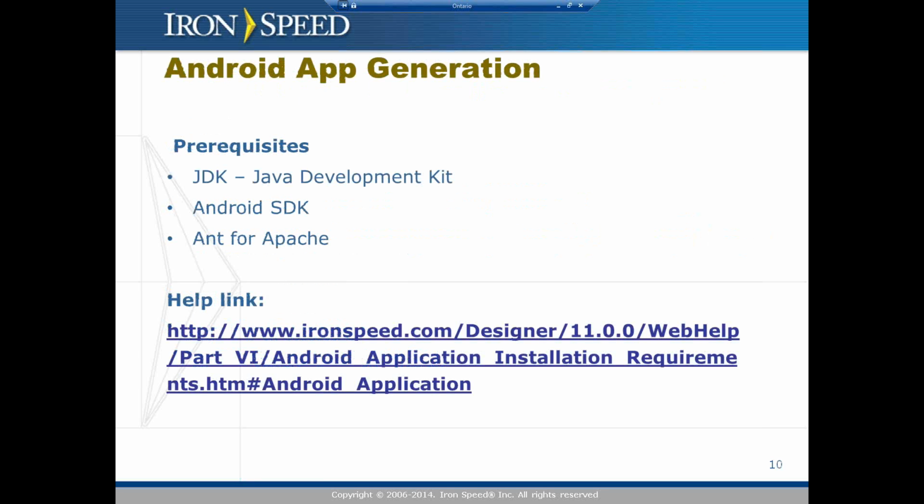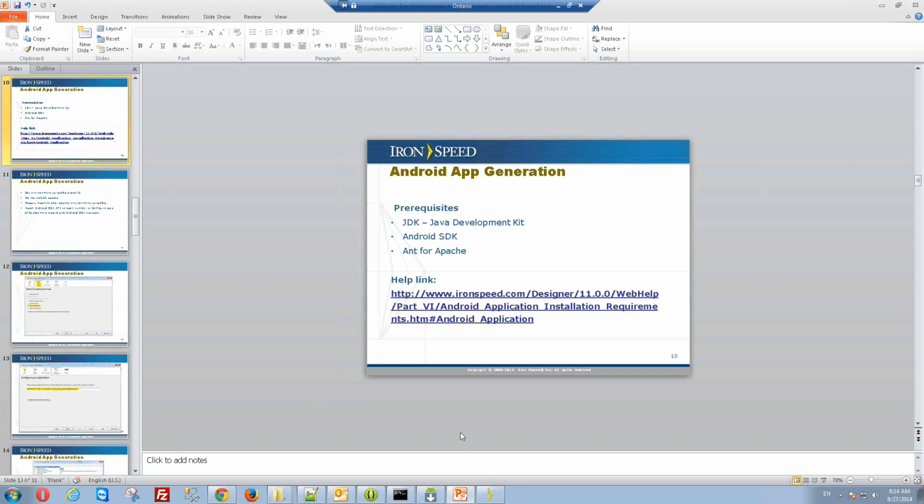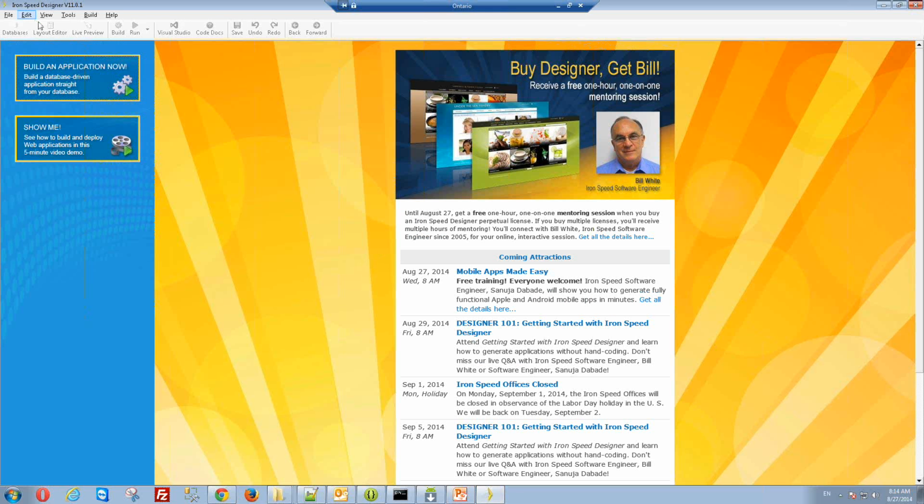Now, before moving to how to generate an Android application, let's take a look at how to generate a simple application using the IronSpeed Designer. So this is the IronSpeed Designer screen. What I'm going to do is generate the mobile pages.